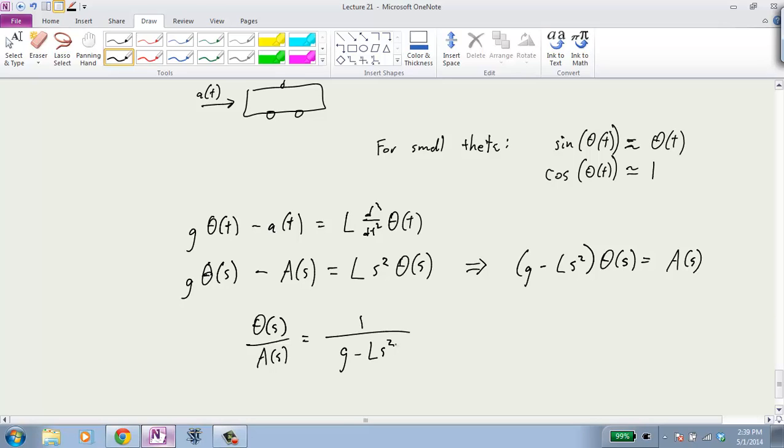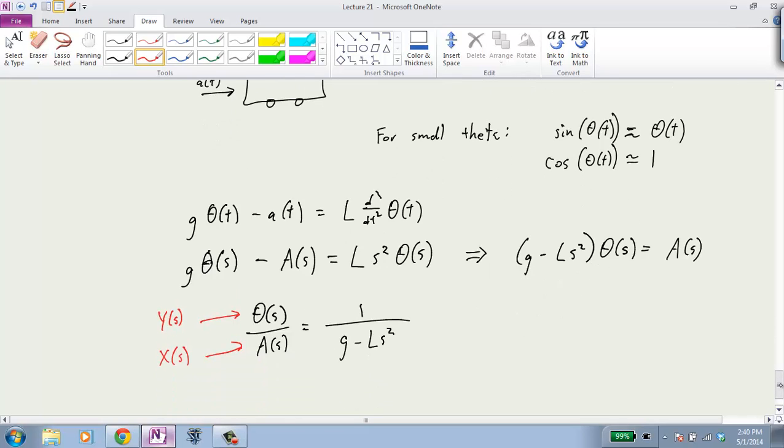Why do we care about this ratio? Because for this system, theta is the output, so that's y, and acceleration is the input. And so our transfer function of this system, after linearizing, is just the following.